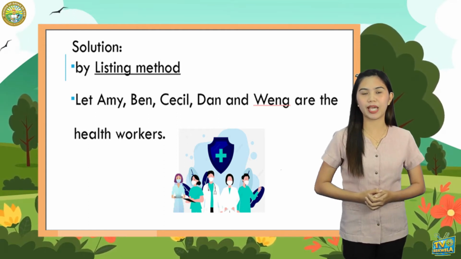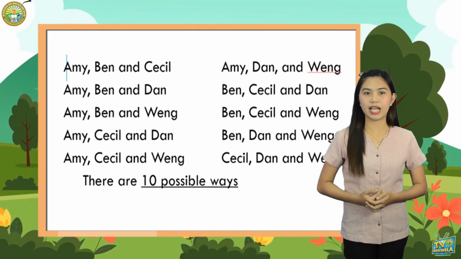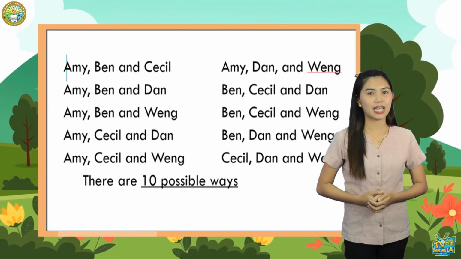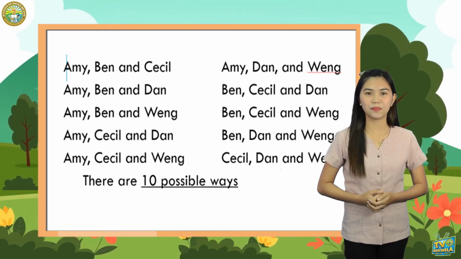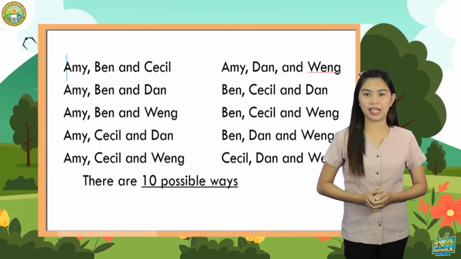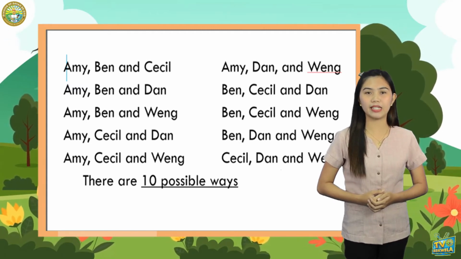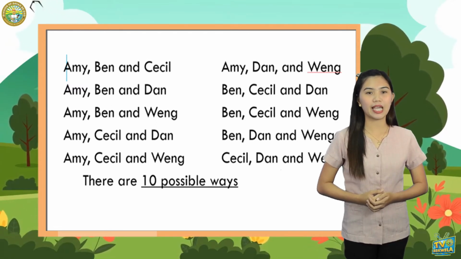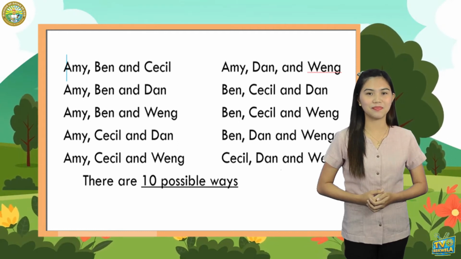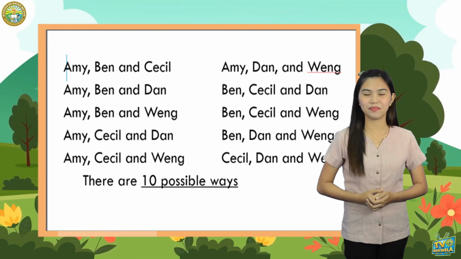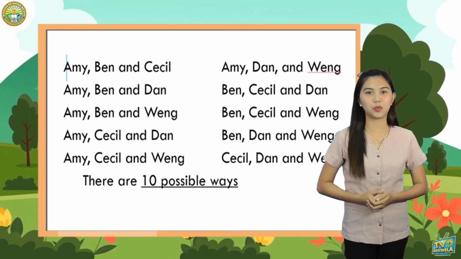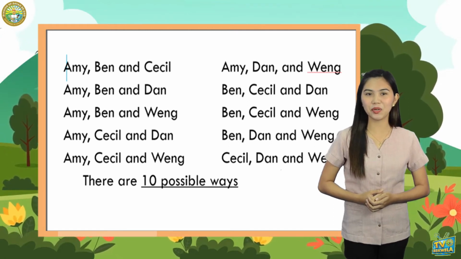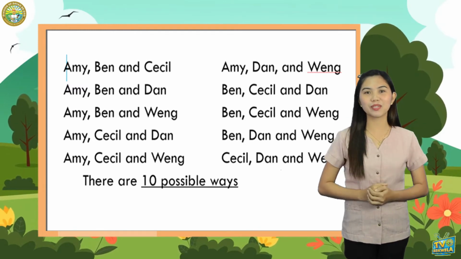So we can have the following: Amy, Ben, and Cecil; Amy, Dan, and Wang; Amy, Ben, and Dan; Ben, Cecil, and Dan; Amy, Ben, and Wang; Ben, Cecil, and Wang; Amy, Cecil, and Dan; Ben, Dan, and Wang; Amy, Cecil, and Wang; and last, Cecil, Dan, and Wang. So, there are 10 possible ways.